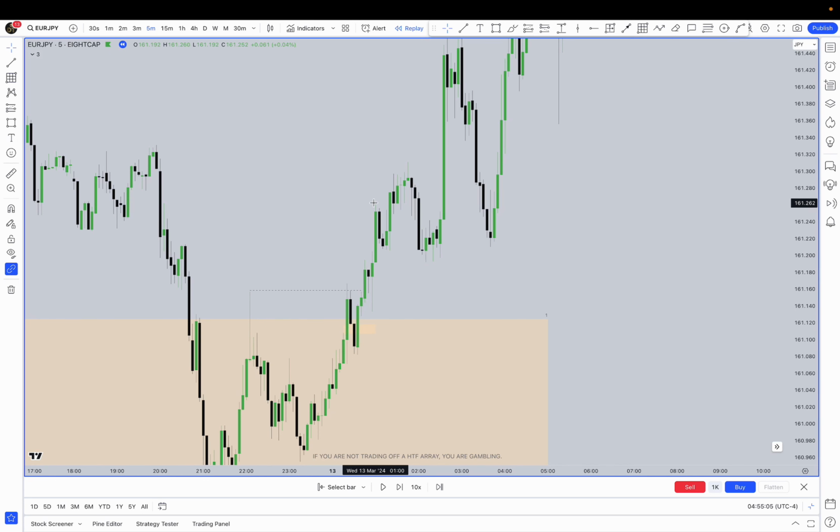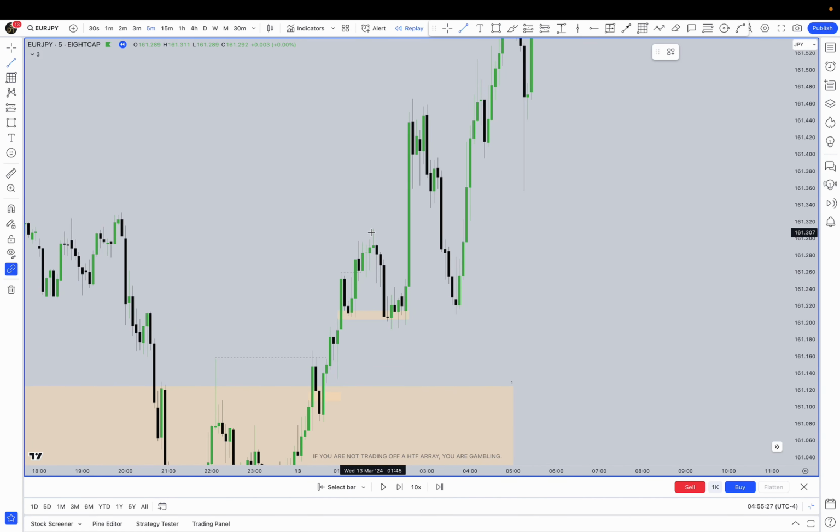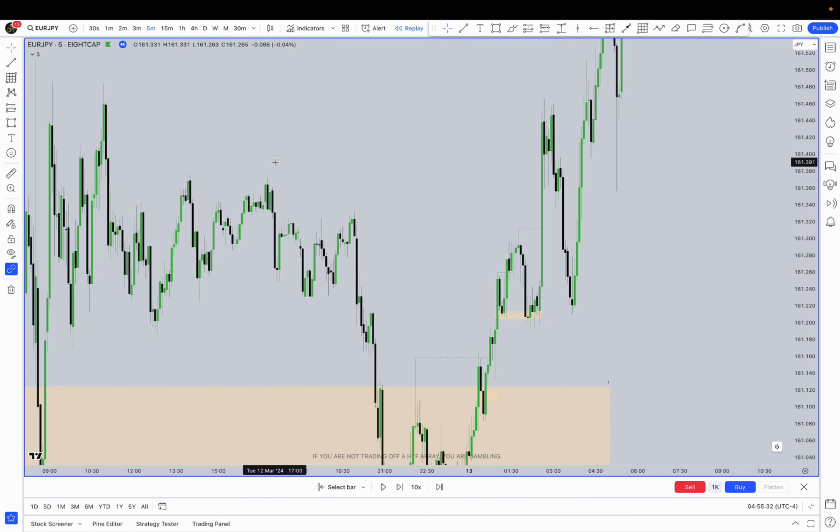Take out all these highs. Where's the fair value gap? Right here. From internal to external. Took out the high right here. And then from external back to internal. From internal back to external. From external, took out all these highs. We left some highs here all the way.